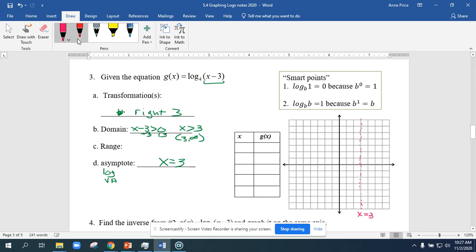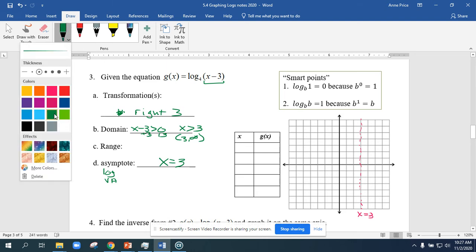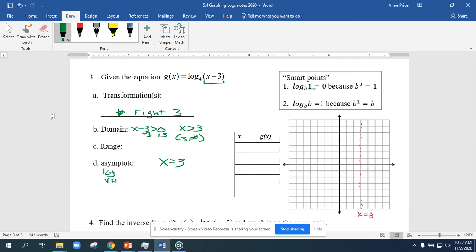Okay, so that's my vertical asymptote for my logarithmic function. All right, and then let's talk about these smart points a little bit. So if I can get it to be log base b of 1, then I can get it to equal 0. So if I want that to equal 1, I need x minus 3 to equal 1. So if I add 3, when x equals 4, I get that scenario.